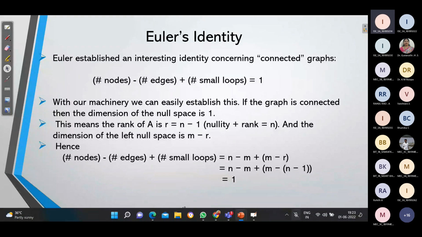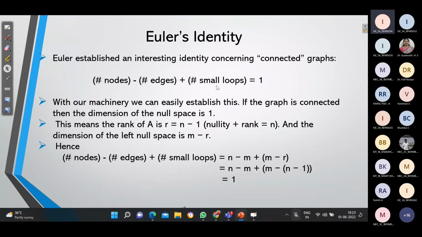So next, coming to Euler's identity. This is one of the basic identities in graphs and networks, which is used in many applications. Euler's identity is for every graph in a plane, so we can apply this identity to all the graphs, basically concerning connected graphs. We say connected graphs when each and every node has a connection to every other node. So that is a connected graph.